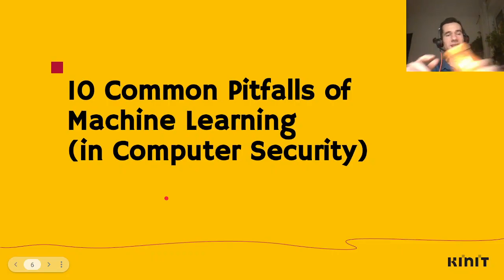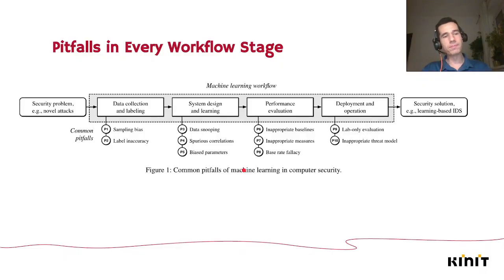Okay, so let's start with the 10 most common pitfalls. Pitfall number 1 is sampling bias. Then we will talk about inaccuracy in labeling and so on. The important thing is that the pitfalls are present during the whole machine learning workflow, the pipeline. As we can see, this is a pipeline composed of 4 main steps.